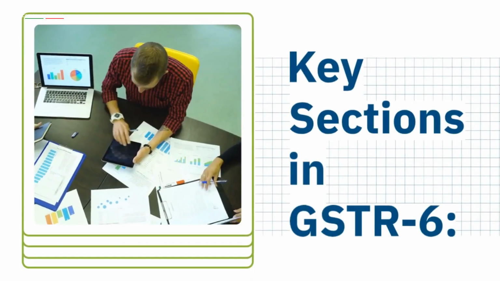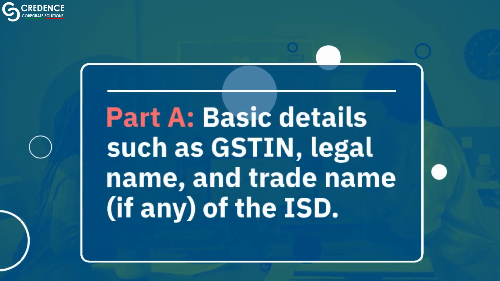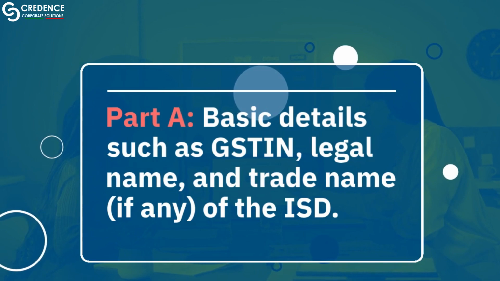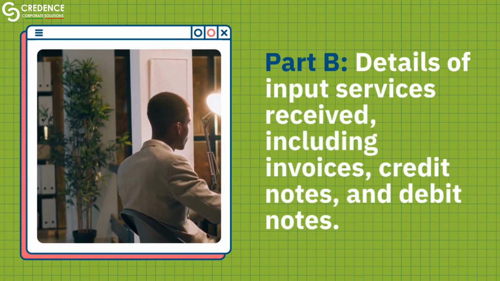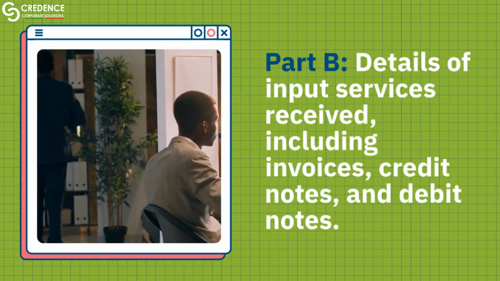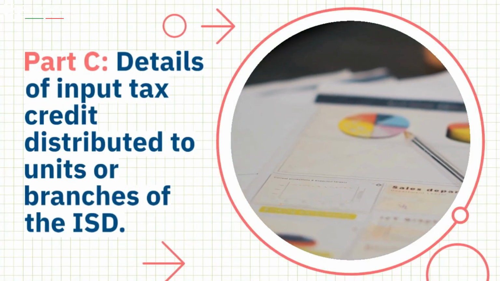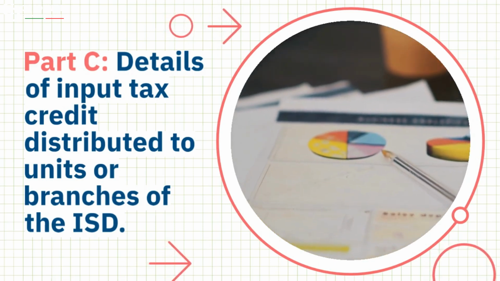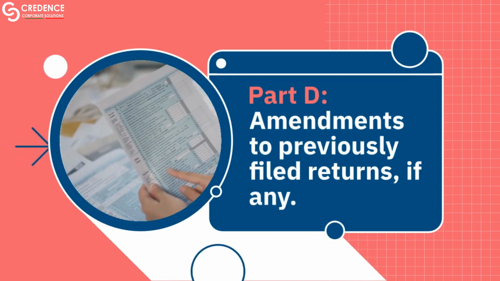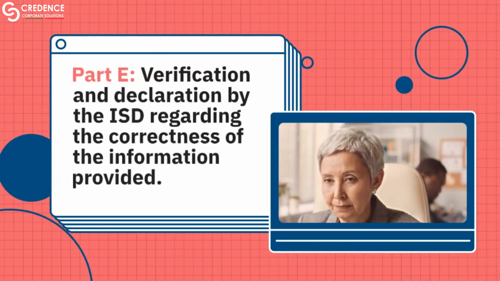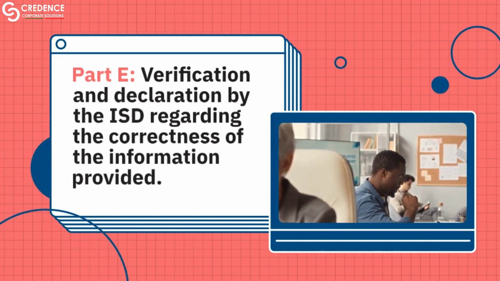Key sections in GSTR 6. Part A. Basic details such as GSTN, legal name, and trade name, if any, of the ISD. Part B. Details of input services received, including invoices, credit notes, and debit notes. Part C. Details of input tax credit distributed to units or branches of the ISD. Part D. Amendments to previously filed returns, if any. Part E. Verification and declaration by the ISD regarding the correctness of the information provided.